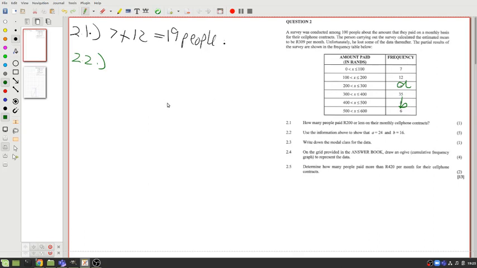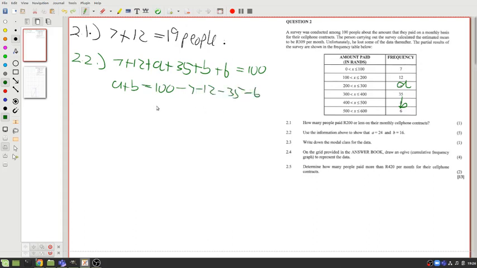The first equation I'll write is, we know the frequency is 100. Everything adds up to 100 because there were 100 people. So 7 plus 12 plus A plus 35 plus B plus 6 equals 100. Let's keep the A and B on the left. So A plus B equals 100 minus 7 minus 12 minus 35 minus 6. So A plus B equals 40, and there is our first equation.